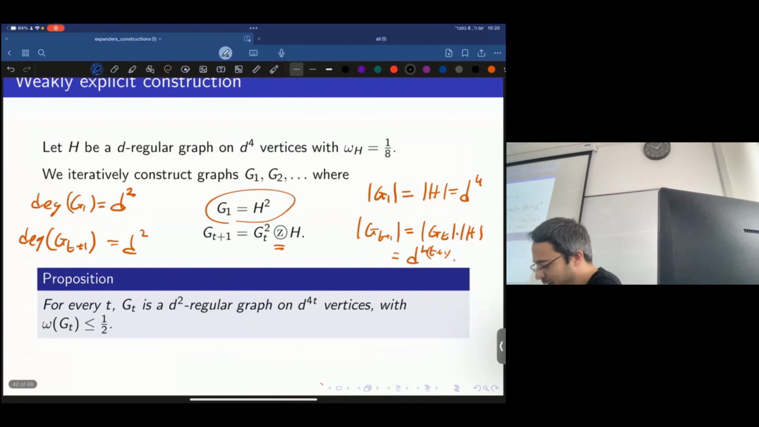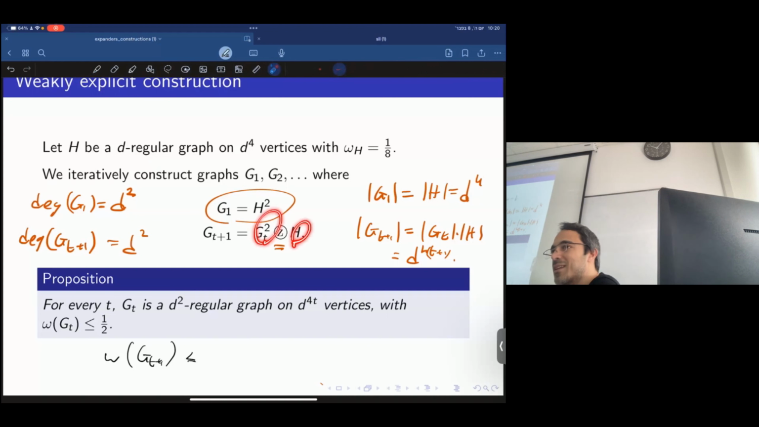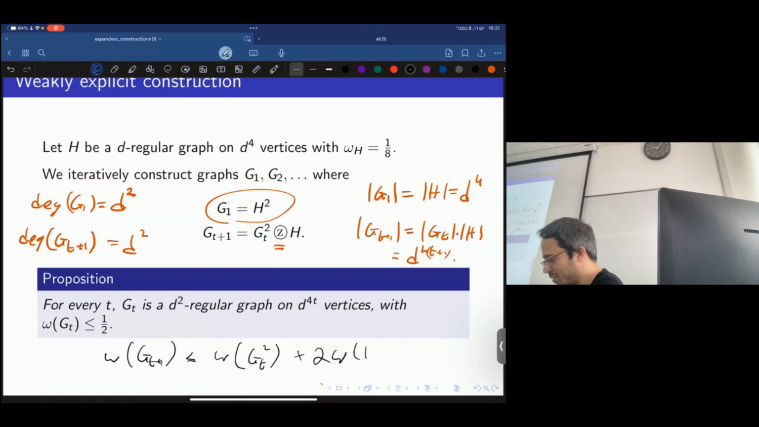So we know, even by the weak bound that we have, that omega of the zigzag graph, in general, is at most, let me just continue. Omega of G_{t+1} is at most, we are taking a zigzag of 2 graphs. And if you recall, the omega is at most the omega of this plus twice the omega of that, right? So the omega of G_t squared plus twice omega of H.